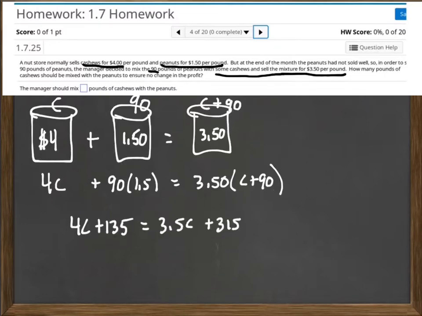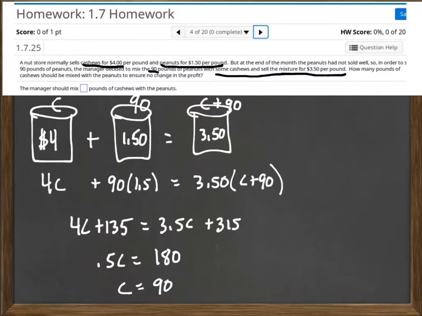90 times 1.5 will be 135. 3.5 times C plus 90 will be 3.5C plus 315. At this point, we want C on one side, number on the other side, so subtract off the 3.5C to get it onto the one side, and then the 135 to get the C by itself. That gets us to 0.5C equals 180, so C equals 90.